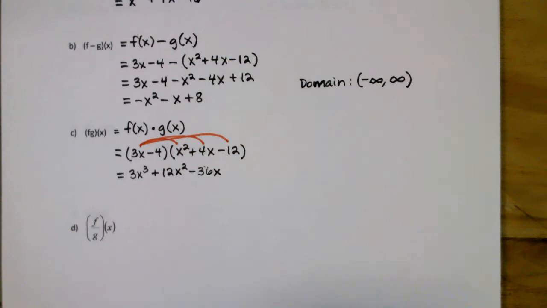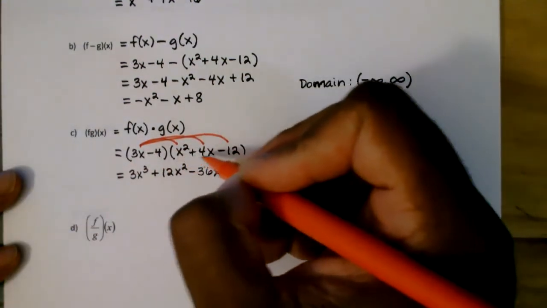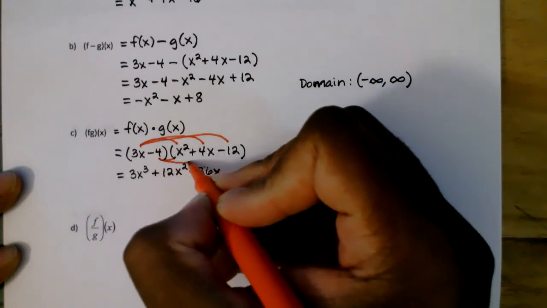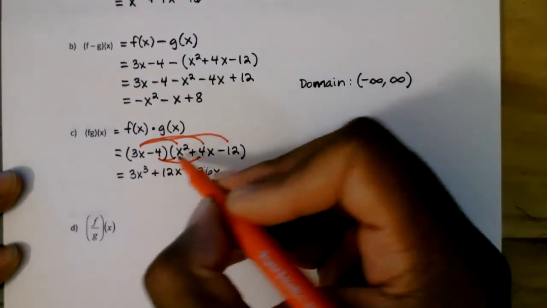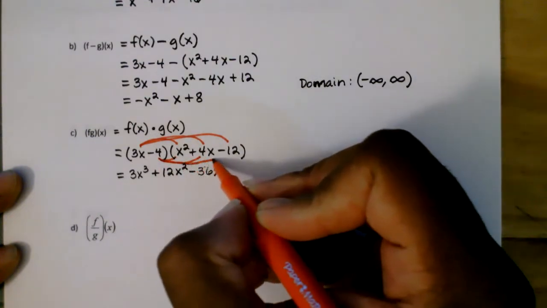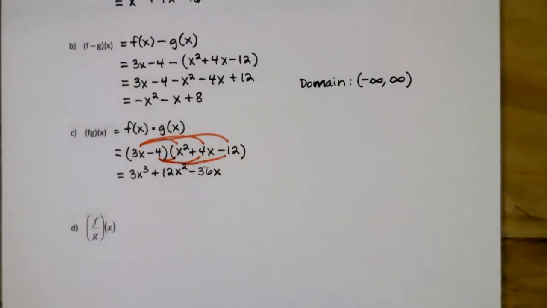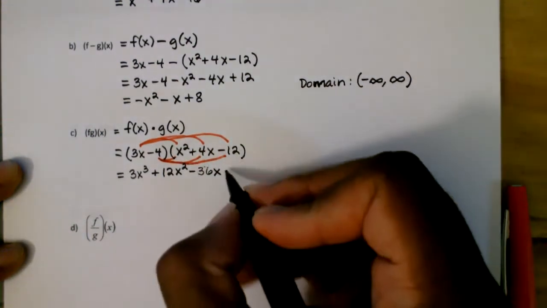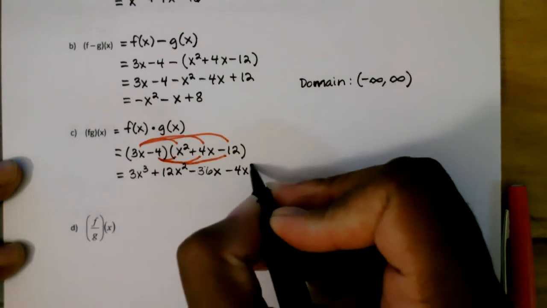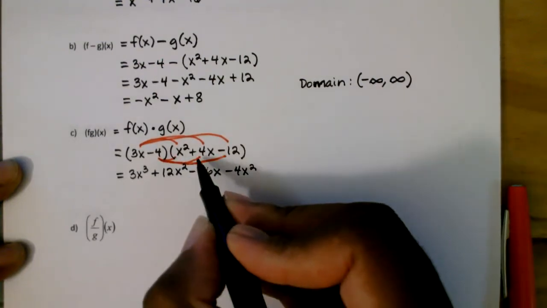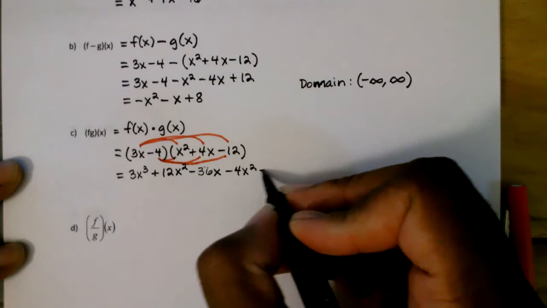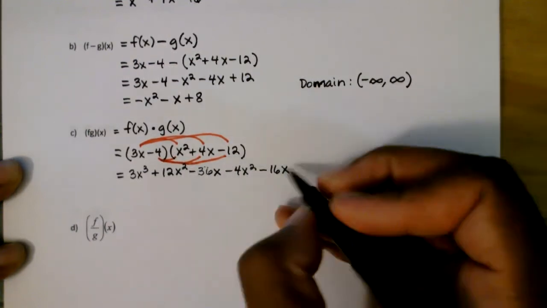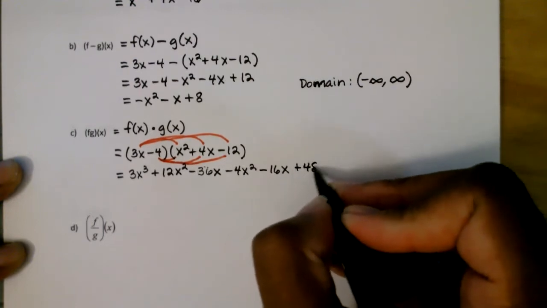Okay. And then next I take the minus 4 and multiply by each and every term in the second. So I got minus 4 times x squared, minus 4 times 4x, and then minus 4 times minus 12. Okay, so now minus 4 times x squared will be a minus 4x squared. And then minus 4 times the plus 4x will be a minus 16x. And then minus 4 times the minus 12 is plus 48.